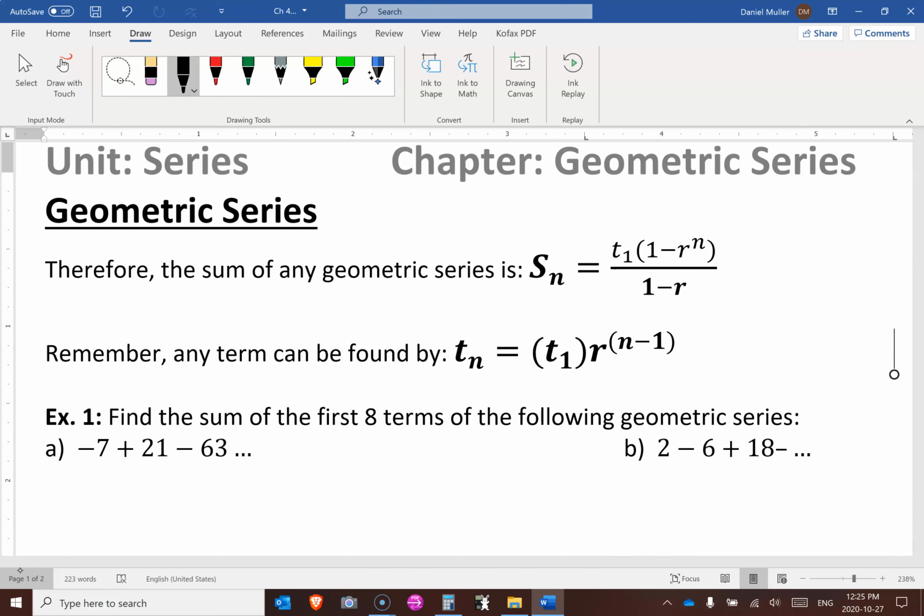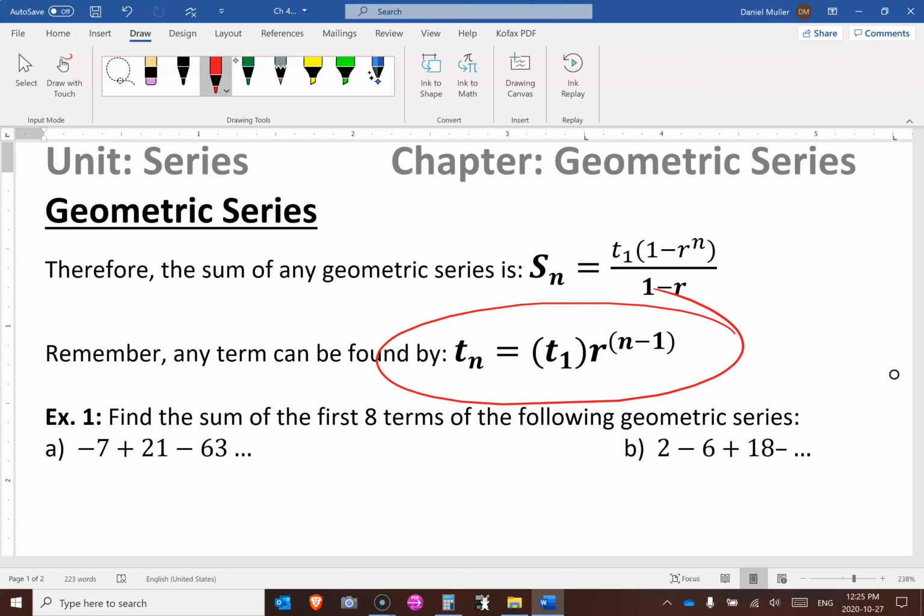But this list of numbers that we're finding the sum of has to be geometric, which means there needs to be a common r. So we're multiplying by 3 or 4 or a half or something like that. It has to be common. So this is what we did last time. That was to find a term.